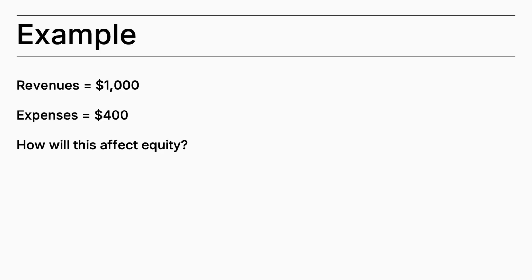Let's apply everything we just learned. Let's say a business earns $1,000 in revenues, and it has $400 in expenses. So what happens to equity? Well, revenues increase equity, so that's an addition of $1,000. And expenses decrease equity, so that's a deduction of $400.